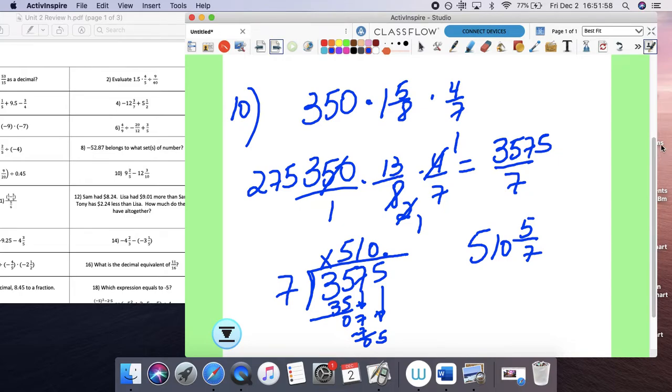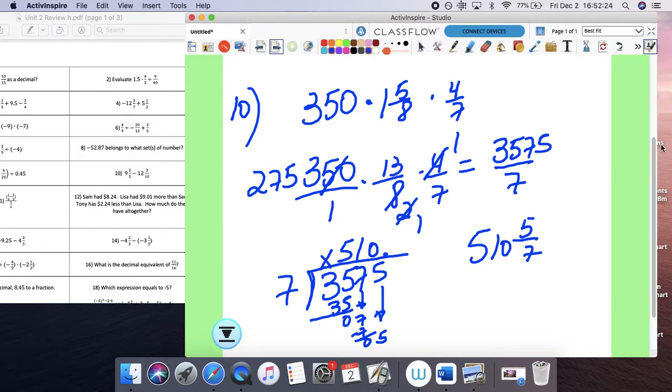Is that right? Just let me check. Times 4 over 7, and enter. It's supposed to give me 325. What did I do wrong? The answer should be 325.